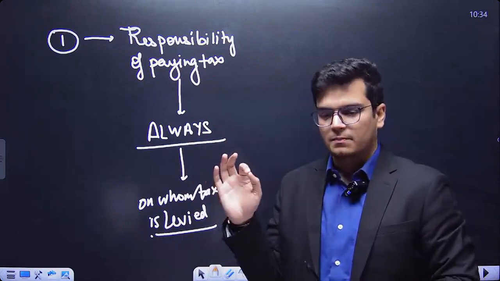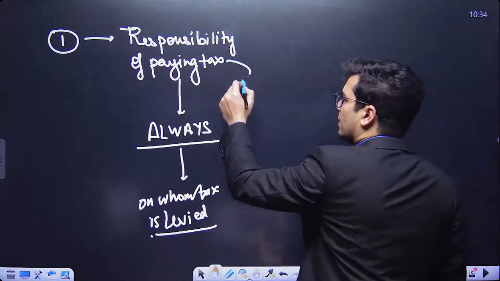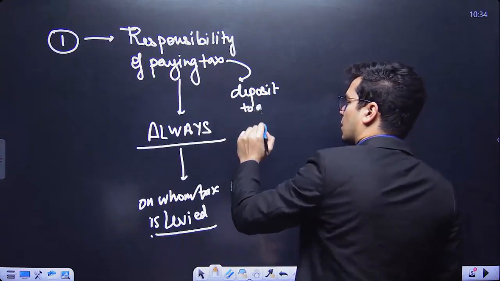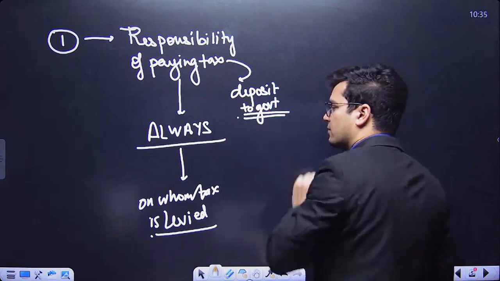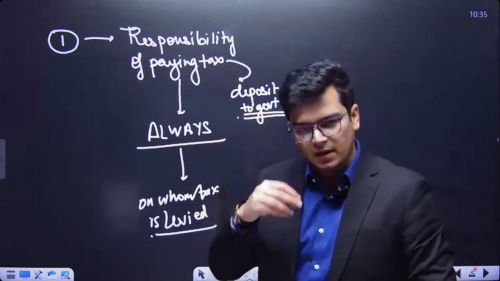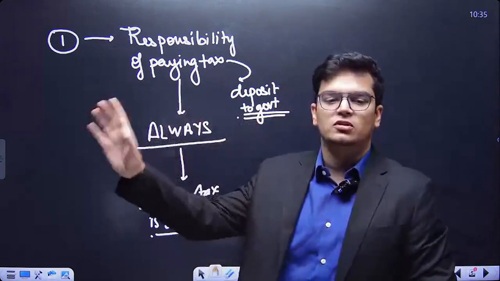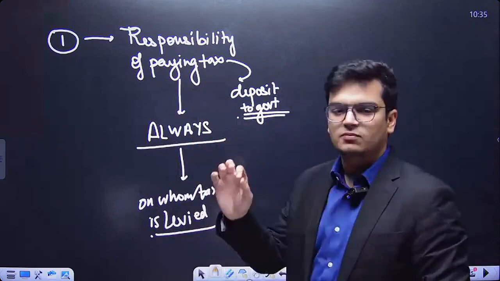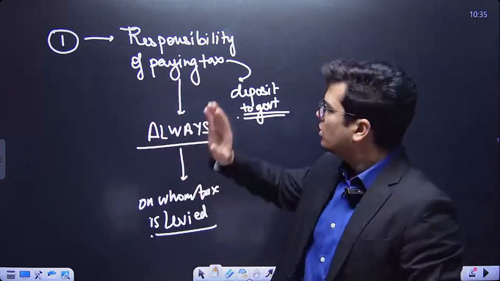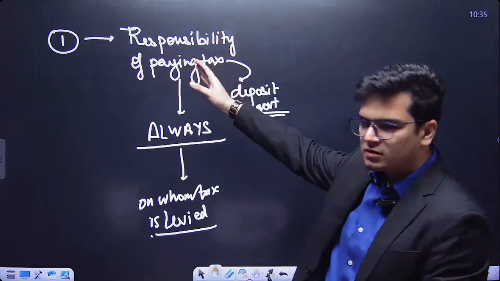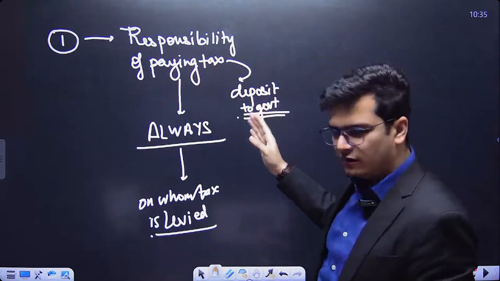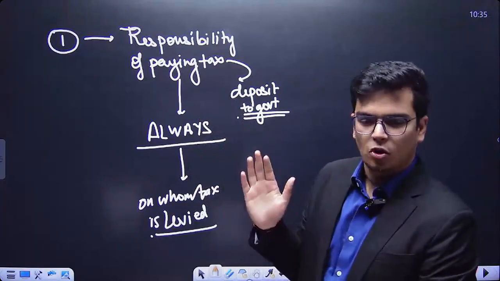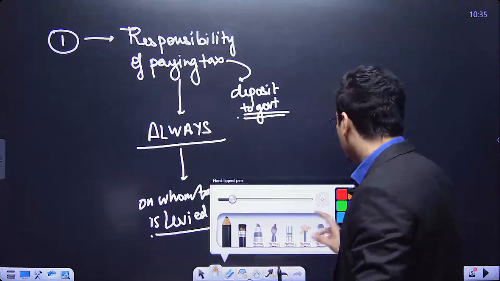Here paying means depositing to government. If tax is levied on me, it is my responsibility to deposit to government. If GST is levied on Sarthi IS, it is Sarthi IS responsibility to deposit to government. Responsibility of paying tax, or rather responsibility of depositing tax to government, is always on whom the tax is levied. Always.